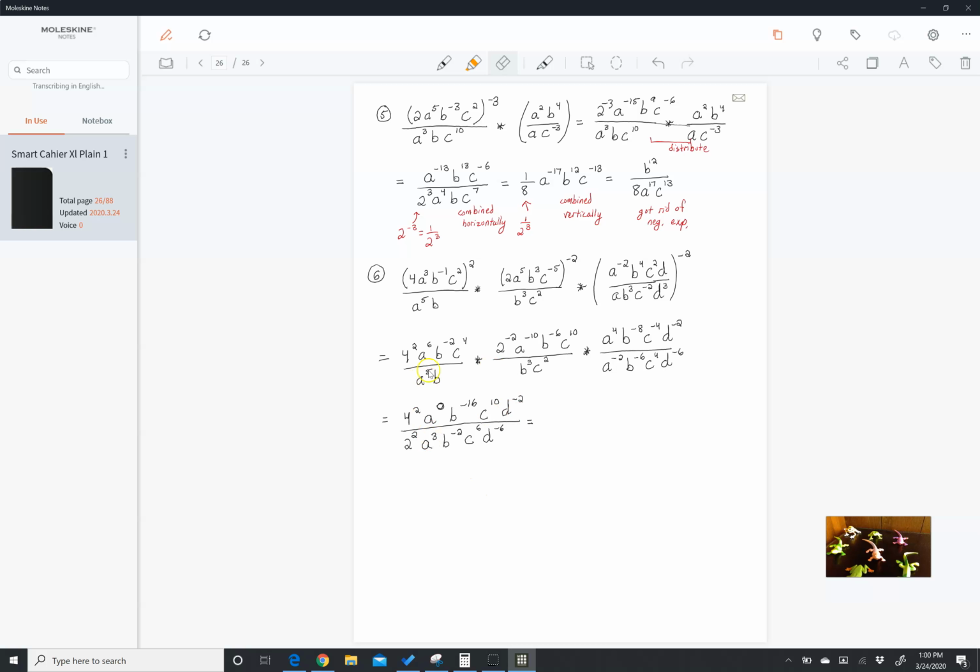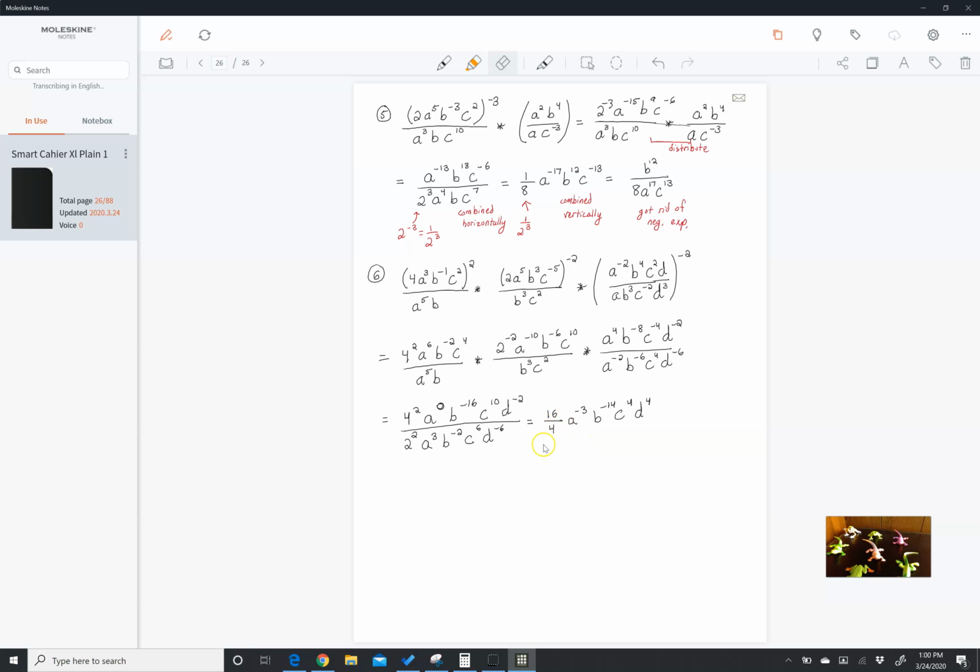Now we can combine vertically. So 4 squared is 16. We'll just write this as 16 over 4. So we could just put that off to the side for now. 0 minus 3 is a to the negative 3. Negative 16 minus negative 2 is negative 14. That's for the b. 10 minus 6 is 4. That's for the c. And negative 2 minus negative 6 is positive 4.